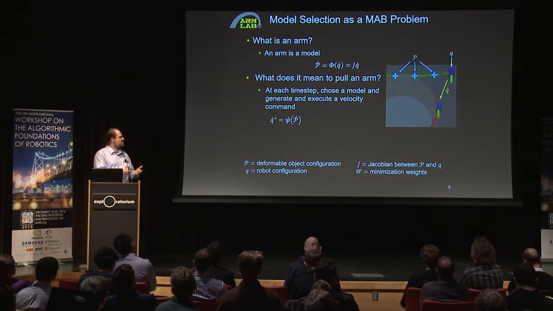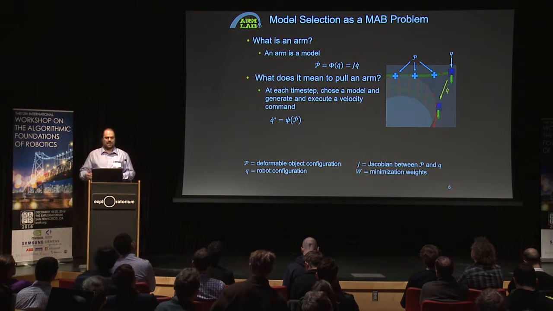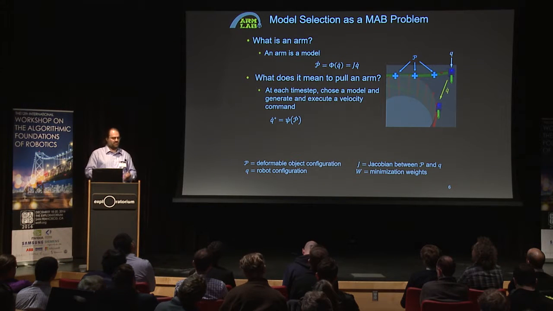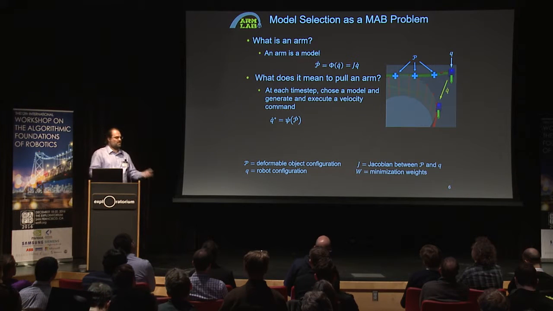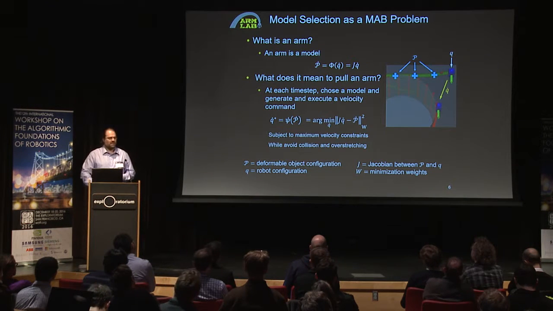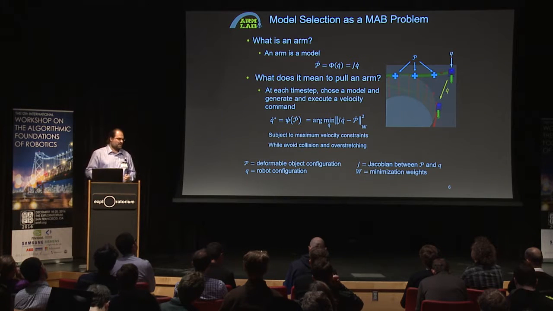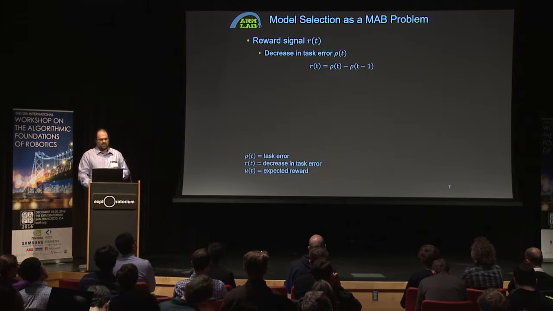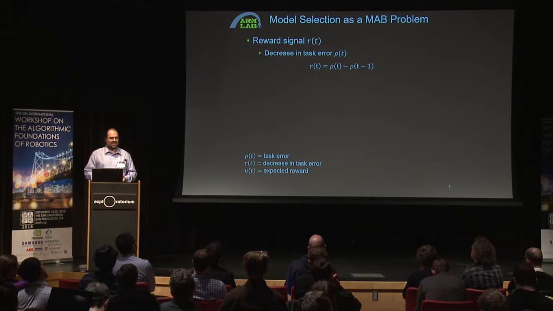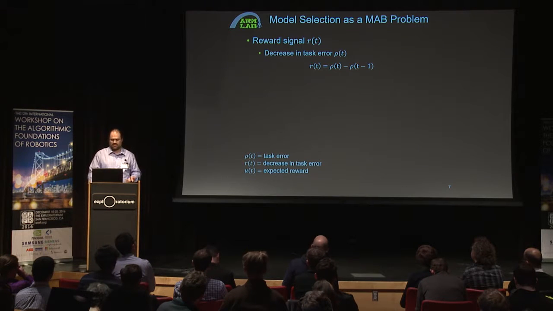So what does it mean to pull an arm? To pull an arm is to choose a model at each time step to generate and execute a velocity command. So we just need some mapping between a desired movement of the cloth, a P dot, and a change in the gripper configuration. In our case, we're going to be solving a minimization problem where we try to match the desired change in the rope or cloth as closely as possible while avoiding things like moving the robot too quickly, collision, overstretching, things like that. For our reward, we're going to base this on the idea of having a task error. So we're doing well if we decrease the task error. We're doing poorly if we increase the task error.